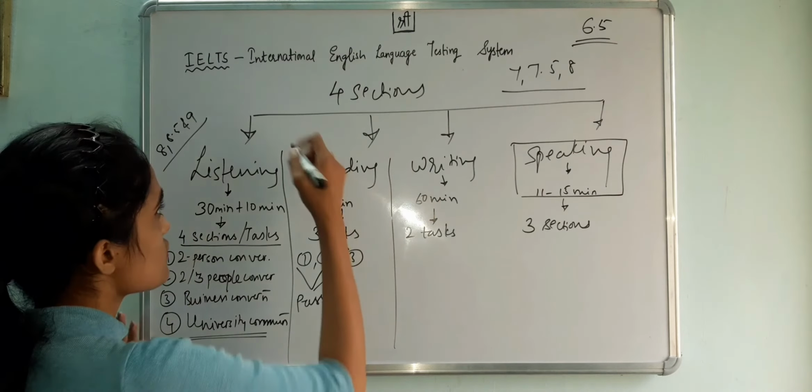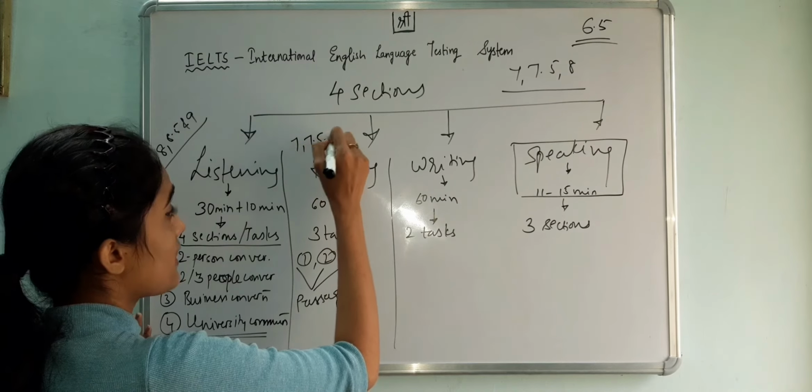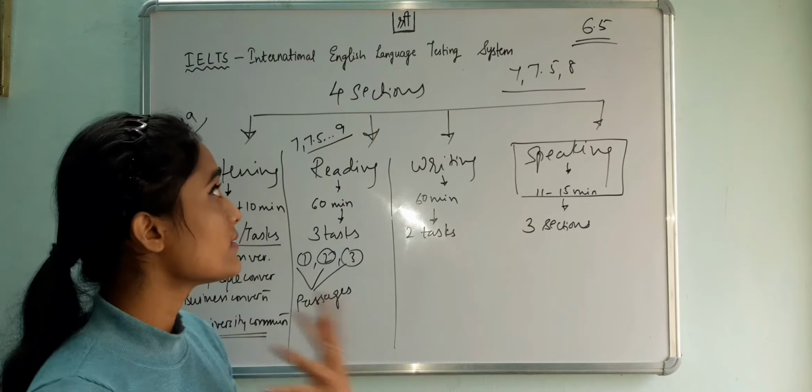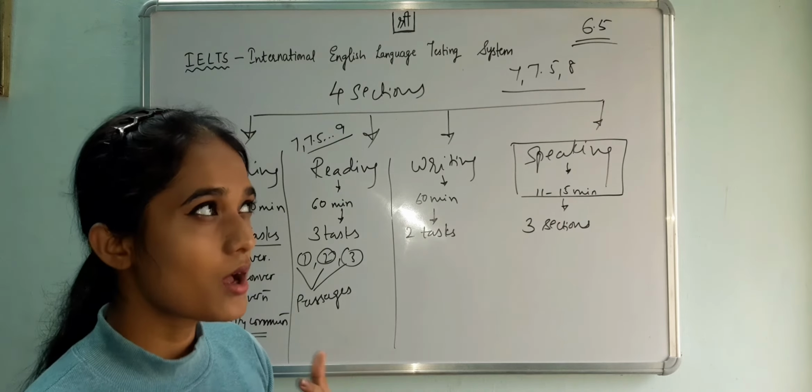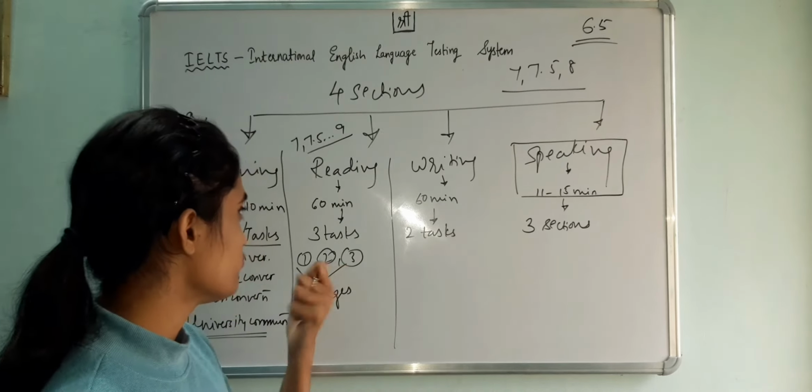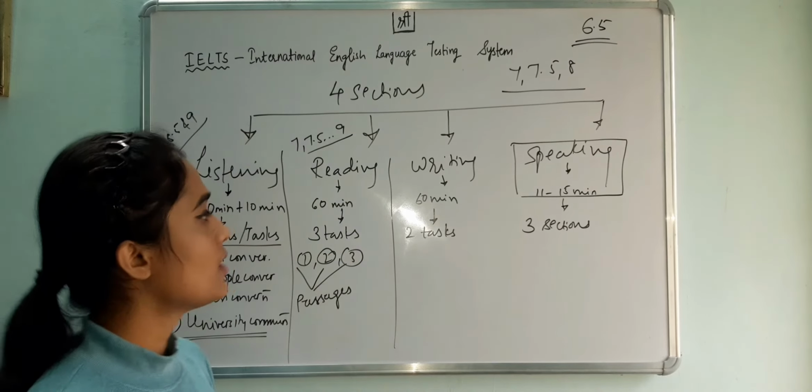So mostly students score around 7, 7.5 and even 9. There are some students who have even scored 9 because they have a habit of reading for a very long time. So for them this is a very easy section.